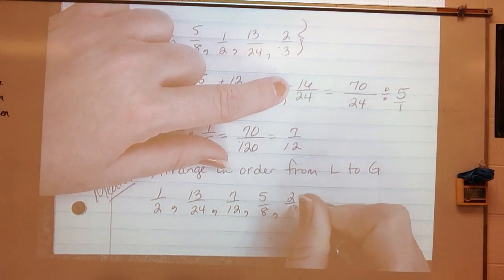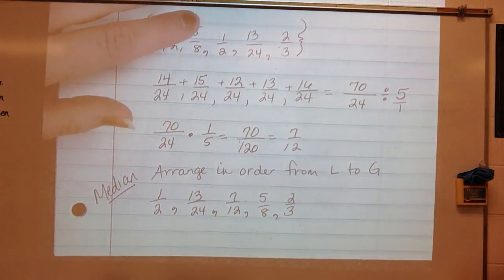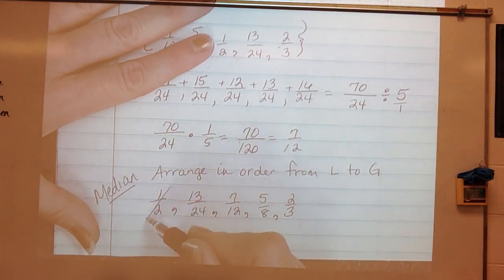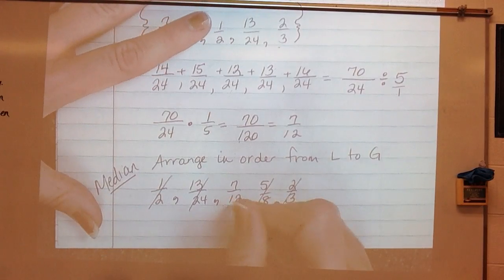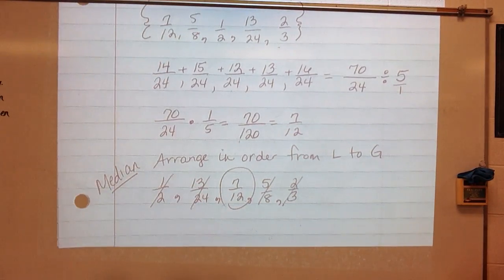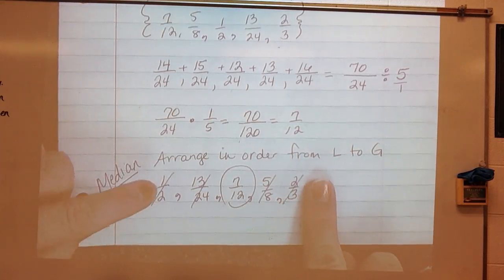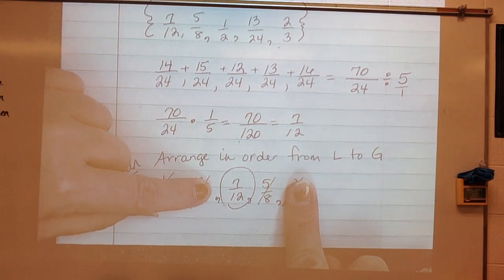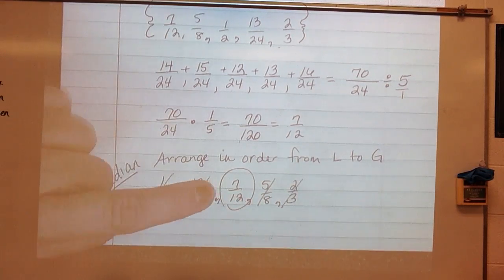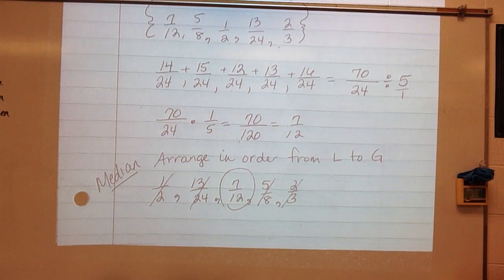And then 2/3. And to find the median, cross off. So I'm going to do 1 here, 1 here, 1 here, 1 here. And look what happens. I have one number left in the middle, so that is my median. If I were to have two numbers in the middle, so let's say that there was one more here, so 1, 1, 1, 1, and let's say that I ended up with these two in the middle, I would add them together and divide by 2.